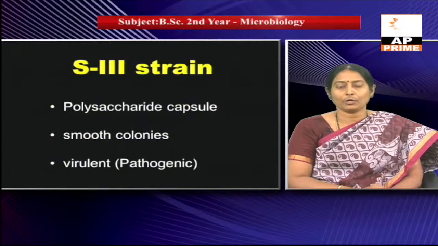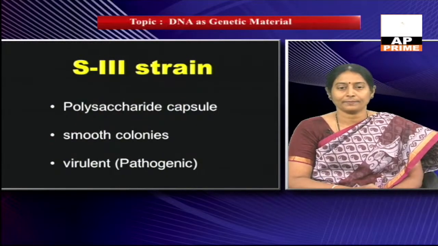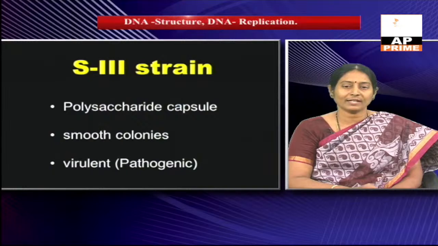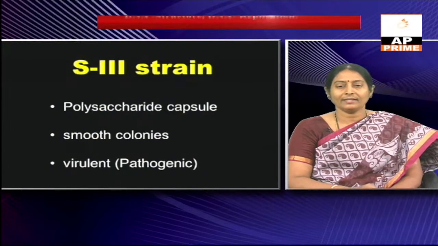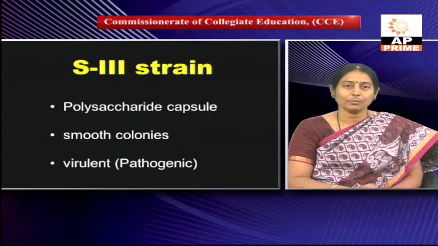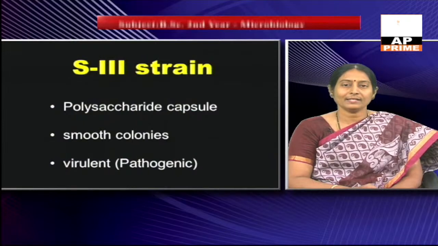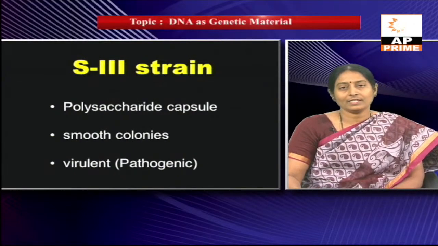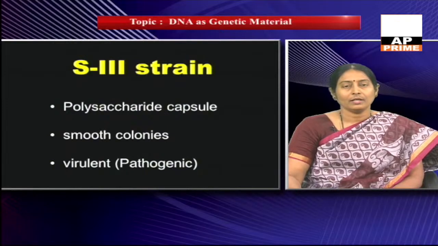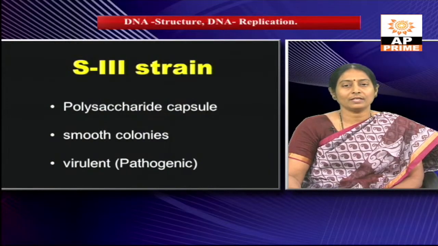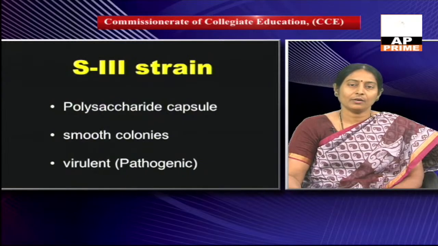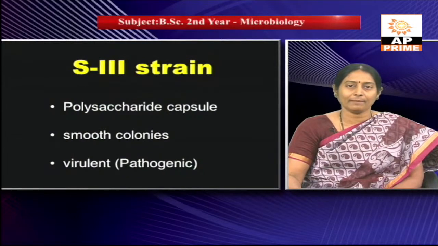Coming to the properties of S3 strain. These bacterial cells have a smooth polysaccharide capsule and they are capable of producing smooth colonies. It is a virulent bacterium, that means it is able to cause pneumonia. Because of the presence of this smooth polysaccharide capsule, it is protected from the host immune system and able to cause pneumonia.